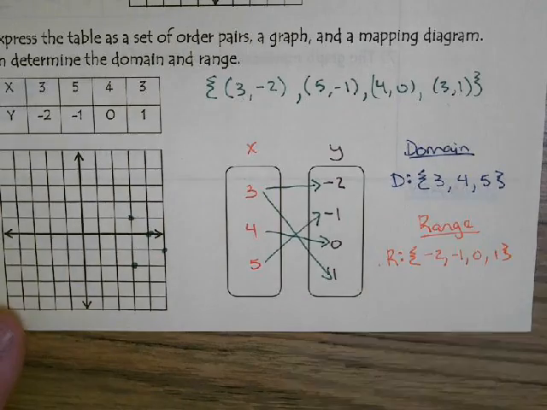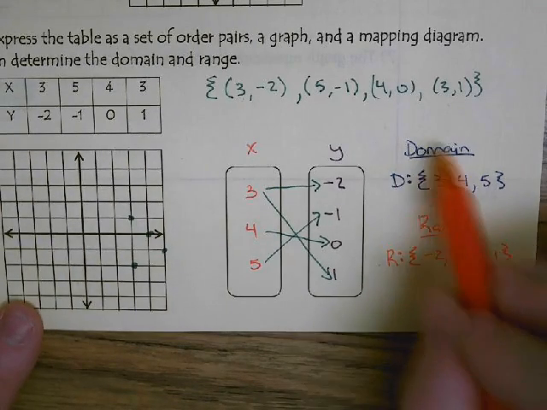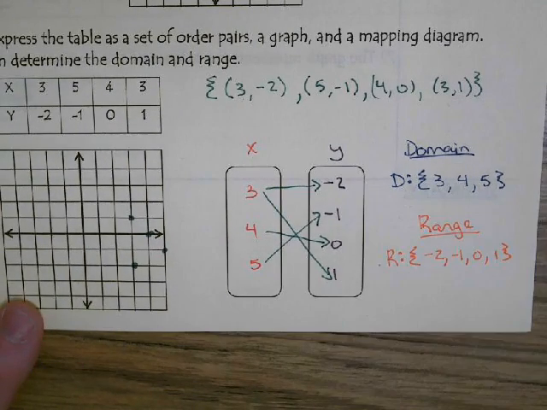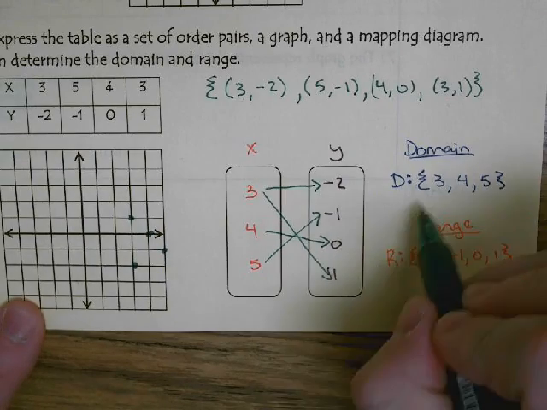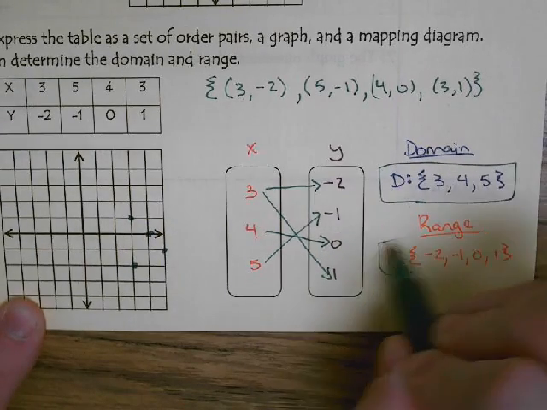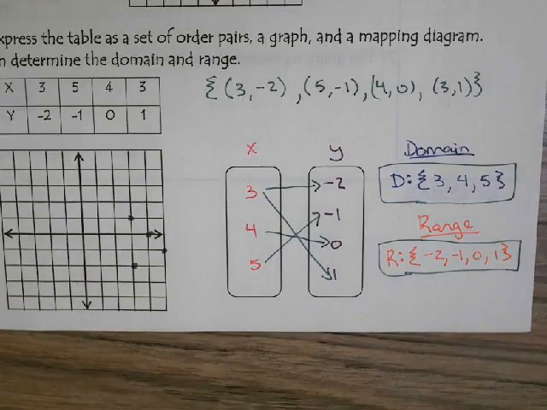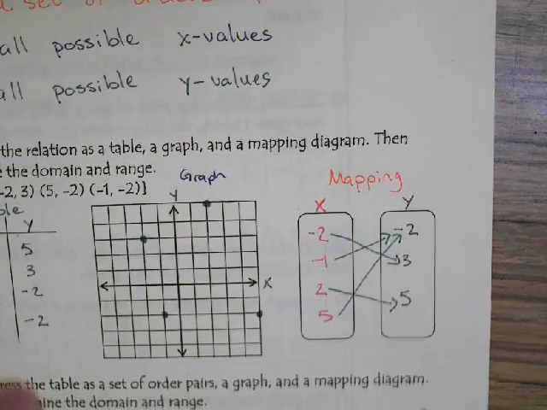This is the notation we'll be looking for. You don't have to write the word domain if you just write this. This is the important piece right here. This is what we'll be looking for in writing. Okay, let's flip to the back.